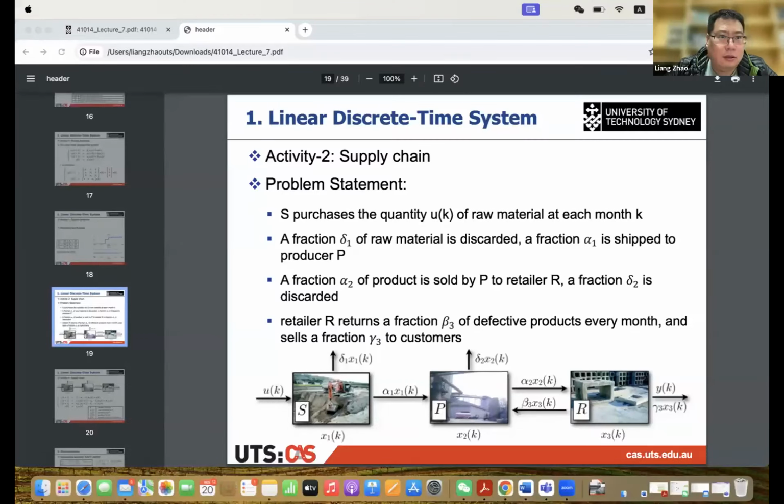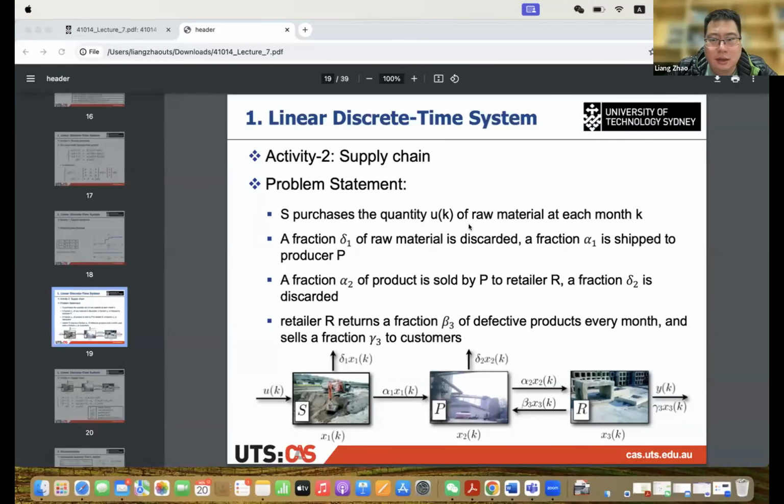The supply chain one, right? Yep. Okay, let me share my screen. All right, so here we go. So you can see my screen now, right? With the supply chain activity 2. So that's the question, right?